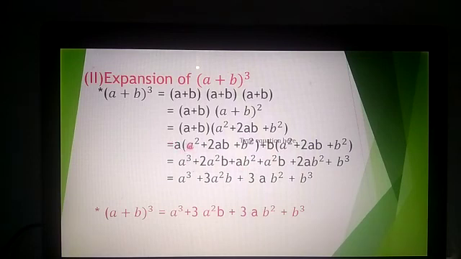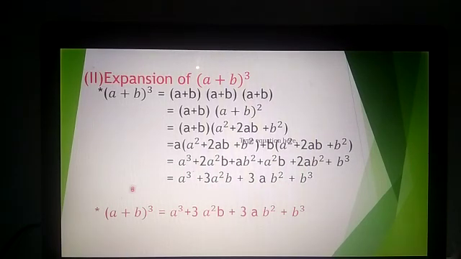A into a square is a cube, plus a into 2ab is 2a square b, plus a into b square is ab square, plus now b is multiplied with a square, that is a square b, plus again b is multiplied by 2ab, so 2ab square, plus again b is multiplied by b square, b cube. Now a square b terms we will add. 2a square b and 1a square b will be 3a square b, and ab square and 2ab square will be 3ab square. So what is the last answer? A cube plus 3a square b plus 3ab square plus b cube.